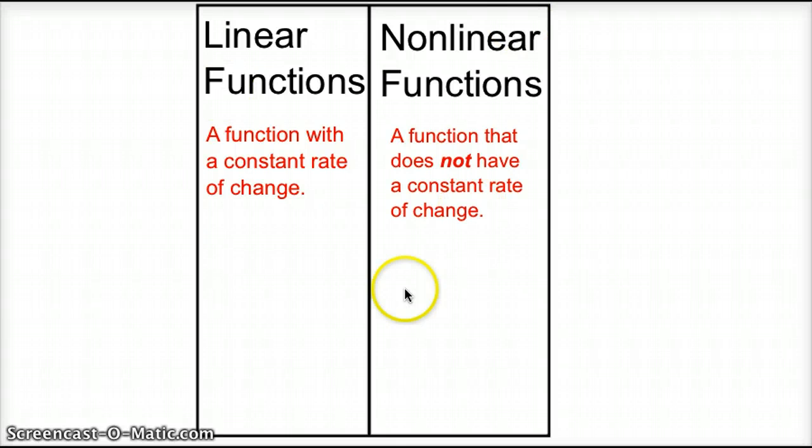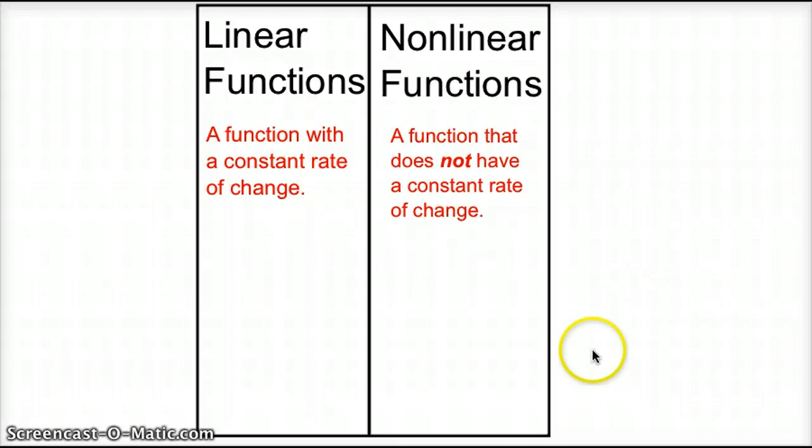On the right-hand side will be our examples of nonlinear functions. This is a function that does not have a constant rate of change, so you won't see that constant change between every value. So you can start by opening up the 2 tabs at the top.